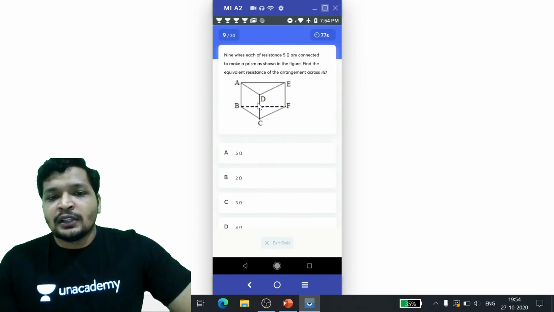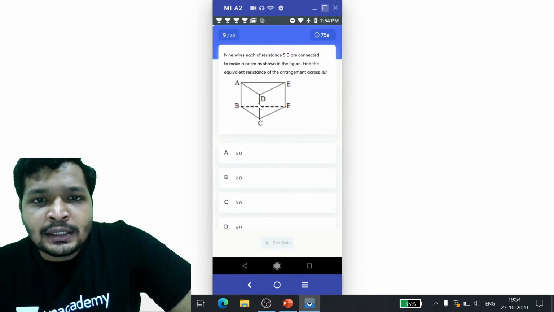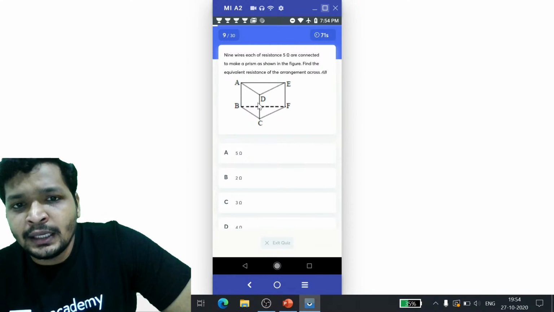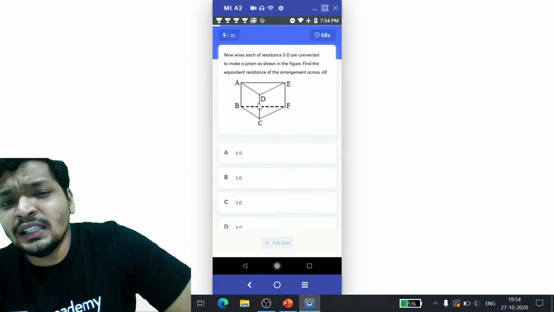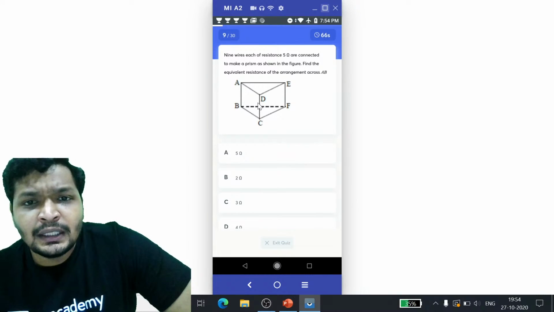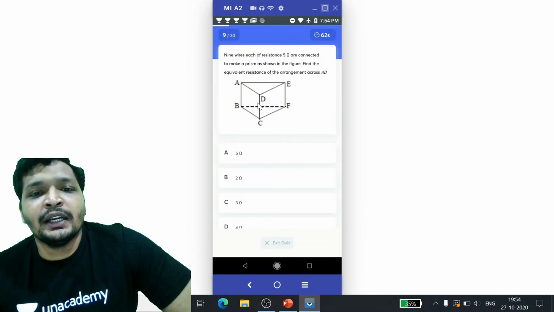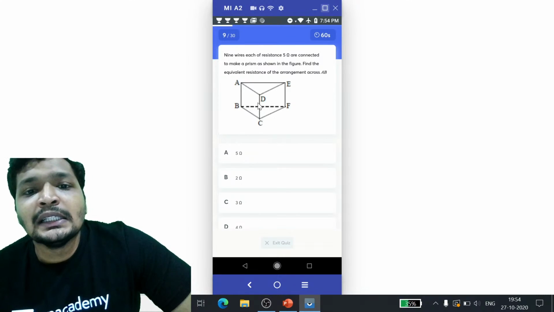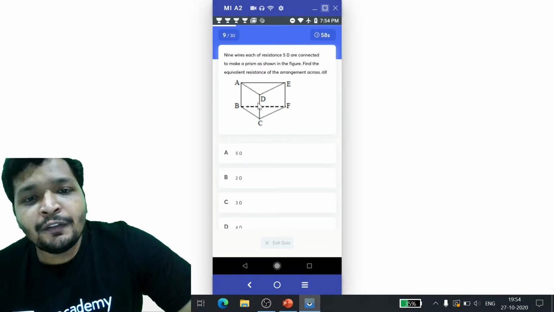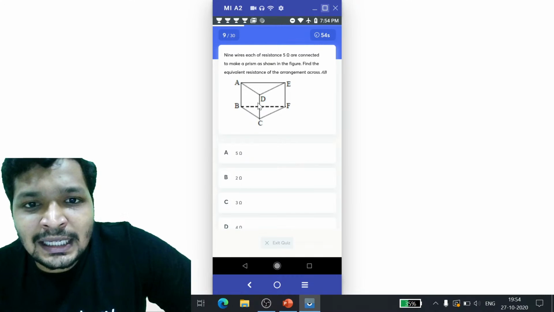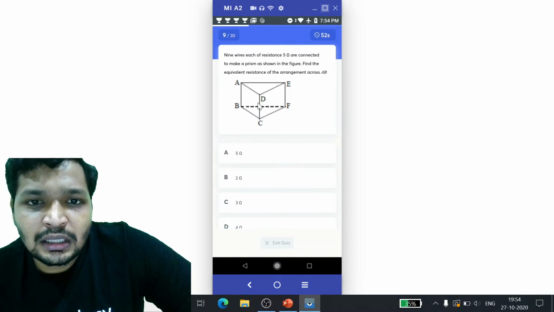Alright, let's solve this question then. There are 9 wires, each of resistance 5 ohms. Notice the 9 wires: AD or AB, DC, EF, 3 wires. AE 4th wire, AD 5th wire, DE 6th wire, BC 7th wire, CF 8th wire, and BF 9th wire. Okay, now they're asking you what is the resistance across which one?